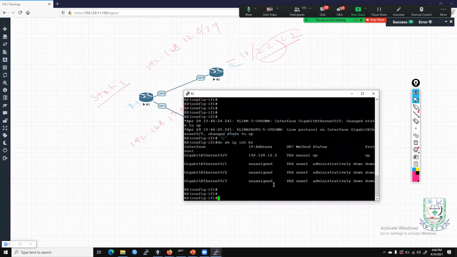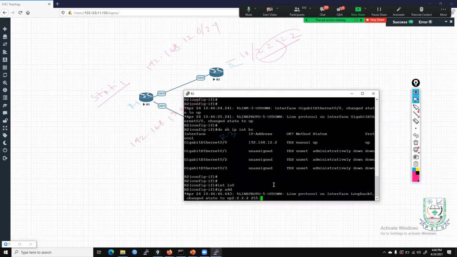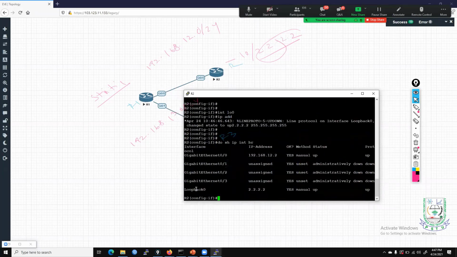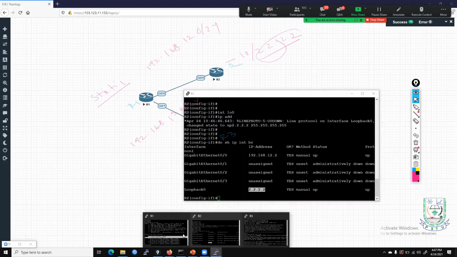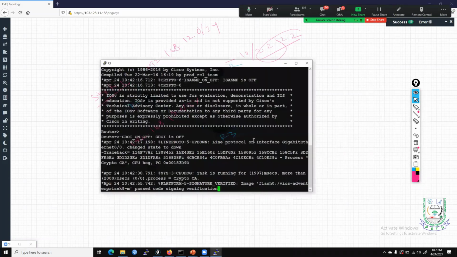Then we have to create the loopback interface, that is interface loopback 0, IP address 2.2.2.2, and the subnet mask is 255.255.255.255. If we check the interfaces now, I see another interface is created, that is loopback 0 with the IP address 2.2.2.2. So that's our R2 configuration, and now the R3 configuration.